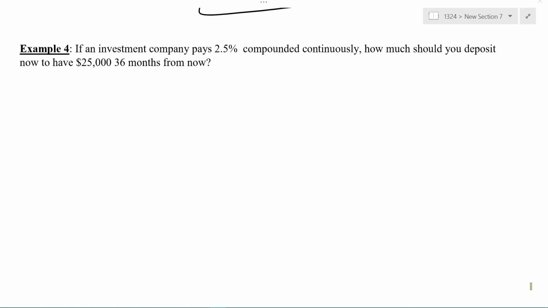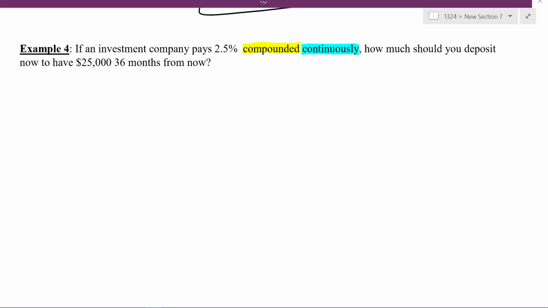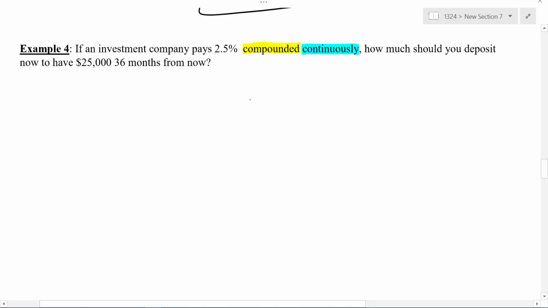Example 4. If an investment company pays 2.5% compounded continuously, how much should you deposit now to have $25,000 36 months from now? So I see a few keywords. I see compounded, so I know I'm going to use some kind of compound interest formula, but with that I see the word continuously, which means I'm going to use that special formula, A equals P times E to the RT power. Okay, so when you see the word continuously, this is the compound interest formula that we use.